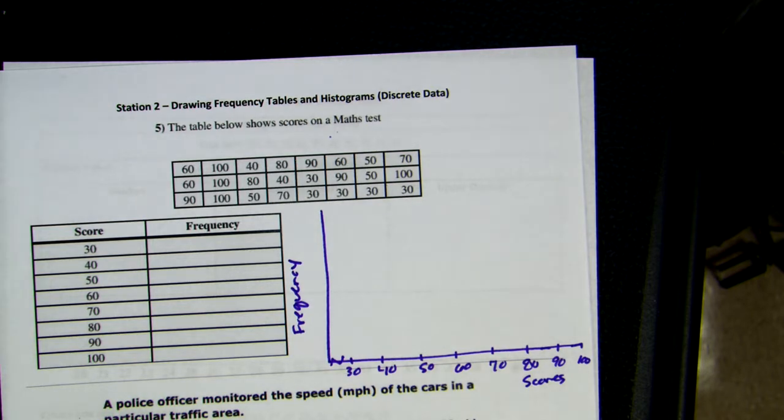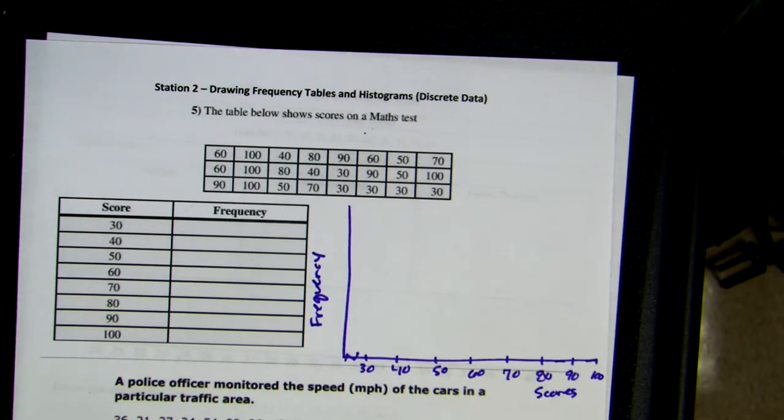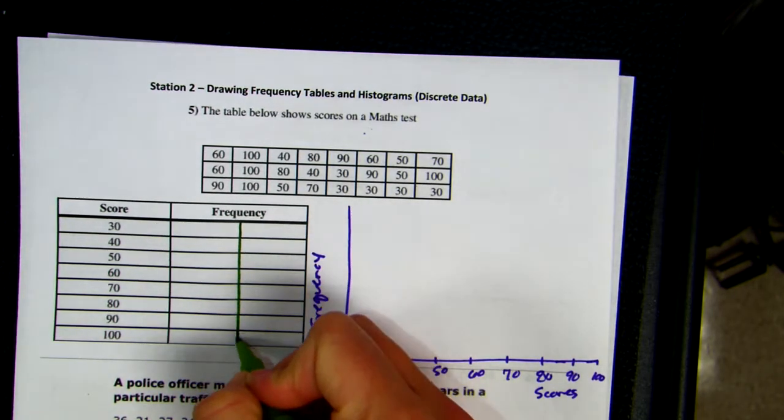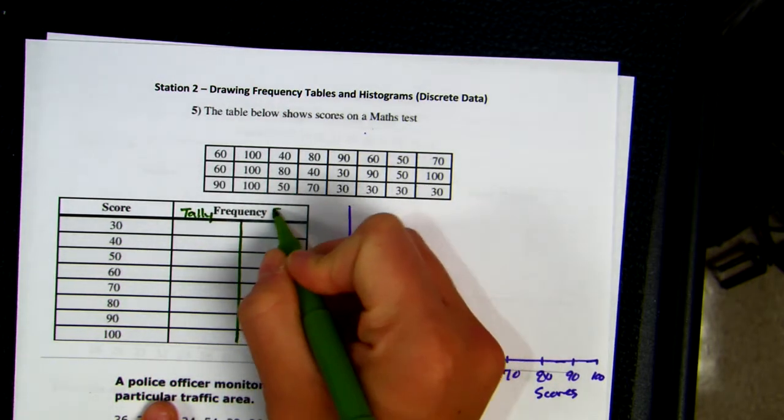So on station 2, we are looking at our frequency tables. When I'm looking at frequency tables, essentially what we're trying to do is organize data so that we can plot it into a histogram. For frequency tables, I always like to split my frequency table into 2 sections, one with tallies and one with the frequency.